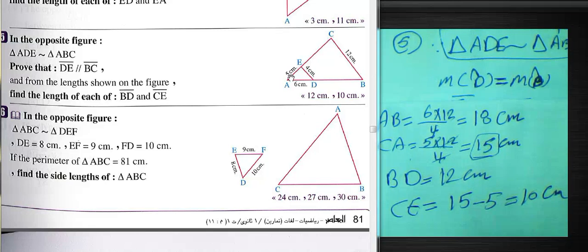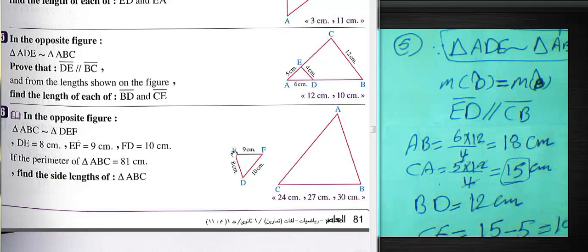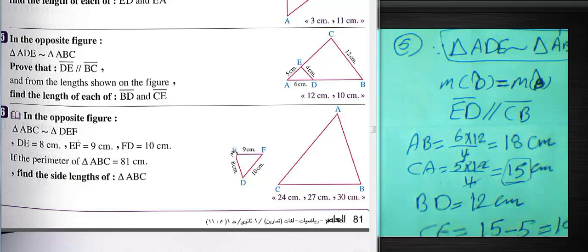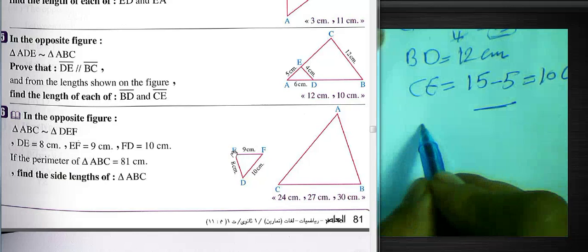It's easy for you. Okay, question number 6. In the opposite figure, triangle ABC is similar to triangle DEF, and DE equals 8 centimeters, EF equals 9 centimeters, FD equals 10 centimeters. If the perimeter of triangle ABC equals 81, find the side lengths of triangle ABC. Okay, look here, I will solve it here.